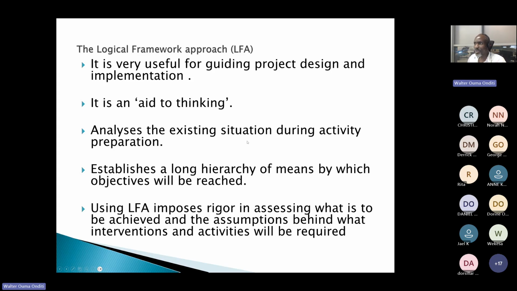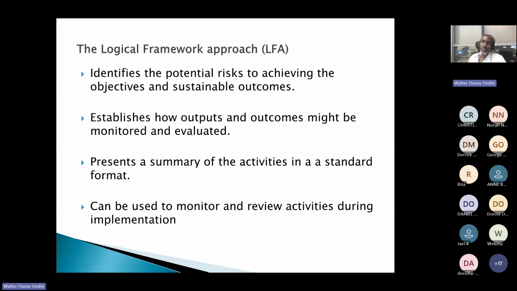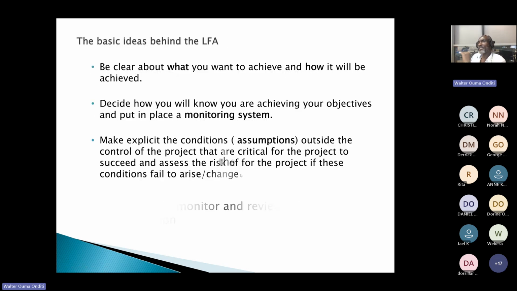It analyzes the existing situation during activity preparation and establishes a hierarchy of means by which objectives will be reached. Now, using the logical framework approach imposes rigor in assessing what is to be achieved and the assumptions behind that particular intervention. It identifies the potential risks, on the assumption part, to achieving objectives and sustainable outcomes. That is when you formulate the assumption based on the risk. It establishes how output and outcome might be monitored and evaluated. And it also presents a summary of activities in a standard format that can be used to monitor and review activity during implementation. You know, that is what we call the course corrective measure.